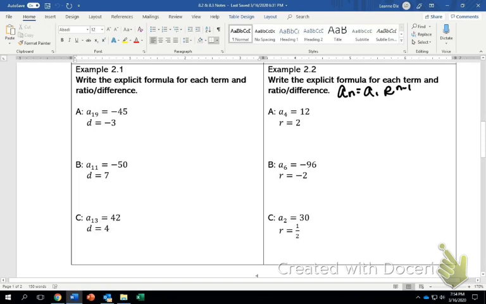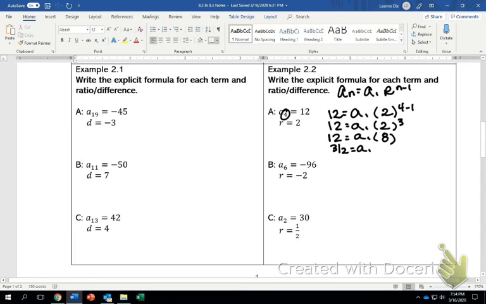A sub n in this particular case is going to equal 12, and that is going to equal a sub 1, which I don't know, times my ratio, which is 2, and we are looking for the fourth term, so 4 minus 1. We do our math to get a power of 3. 2 to the third power is 8. And then to divide all this out, 12 divided by 8 is going to give us 3 over 2.